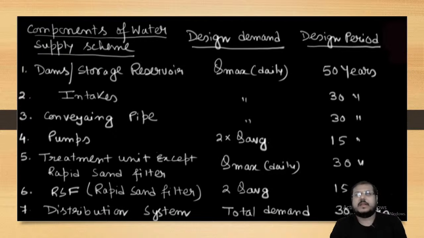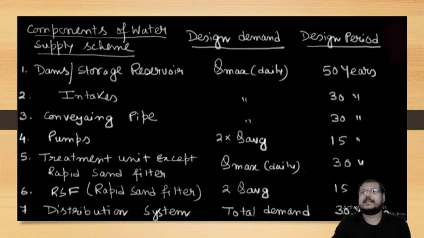For dams 50 years, intakes 30 years, conveying pipe 30 years, pumps 15 years, treatment unit except rapids and filter 30 years, rapids and filter 15 years, distribution system 30 years. So each and everything is having certain amount of design periods, right? Now when each and everything is having certain amount of design periods, that means you are designing something.